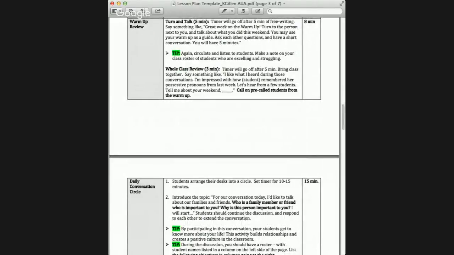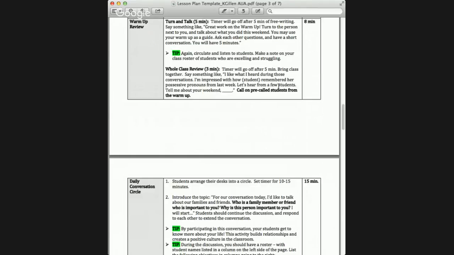It's always great to frame things positively. So you're going to say something like, great work on the warm-up, turn to the person next to you and share what you wrote. Talk about what you did this weekend. And make sure you ask each other questions and have a short conversation. This is a great way to incorporate some speaking into your lesson. This is called a turn-and-talk. Your students do their activity, and then they share what they did with their peer.